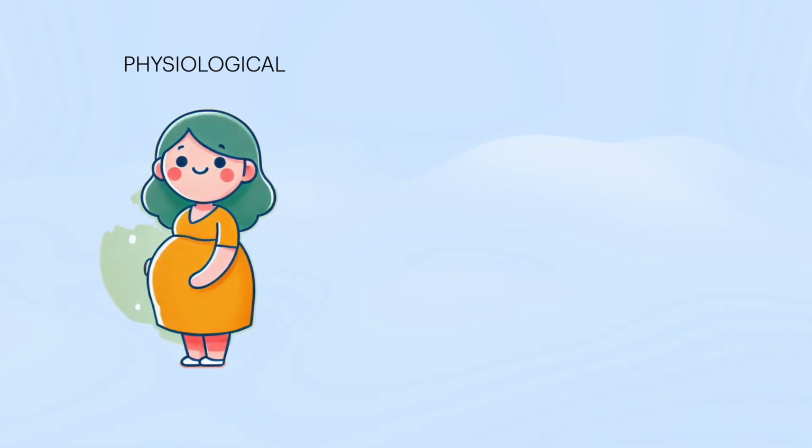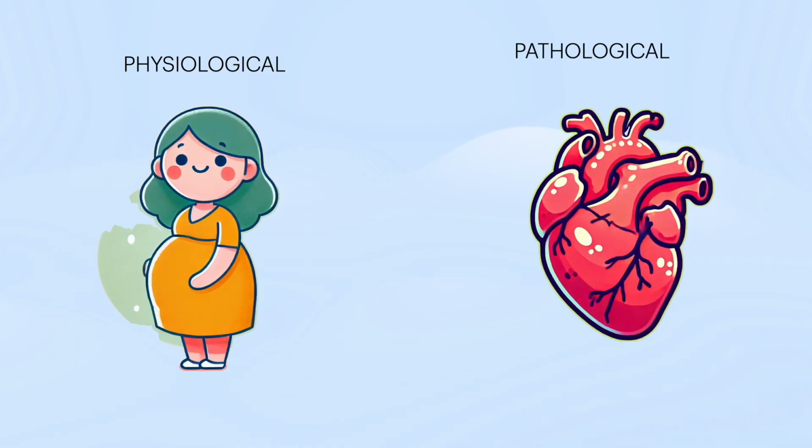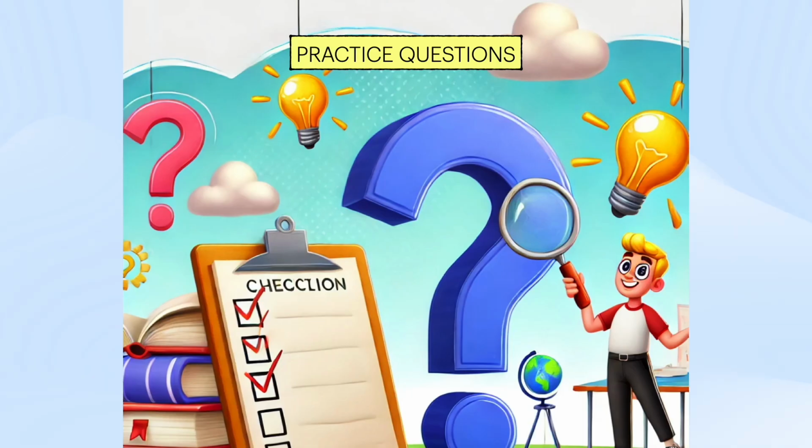Cells are adapting to either physiological changes, like a pregnant uterus, or pathological changes, like an enlarged heart due to high blood pressure. Okay, now that we've covered the mnemonics, let's dive into some practice questions to test your knowledge. So let's see how well you've got this down.